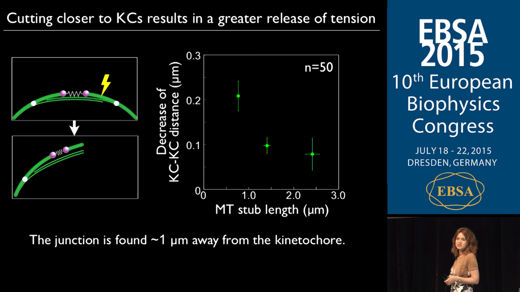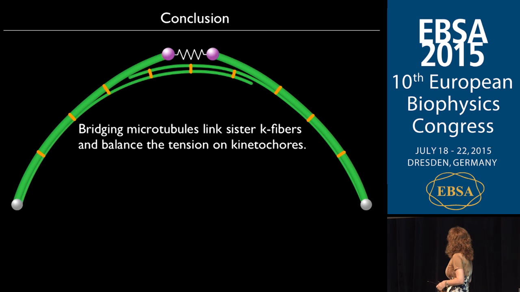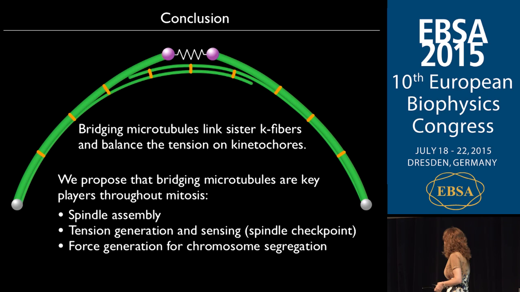And finally, this experiment tells us that the bridging fiber indeed balances the tension between the kinetochores. Because when this bridging fiber is cut away, then the tension cannot be balanced anymore. And this brings me to the conclusion. So we have seen that the bridging microtubules, these ones here, link sister K fibers and balance the tension on sister kinetochores. And we propose that bridging microtubules have numerous roles in mitosis, which are yet to be discovered or shown.